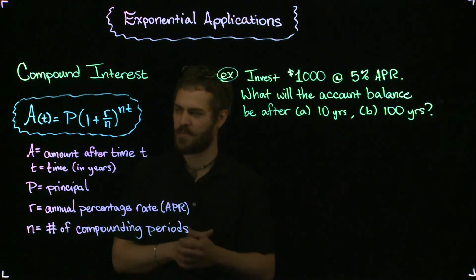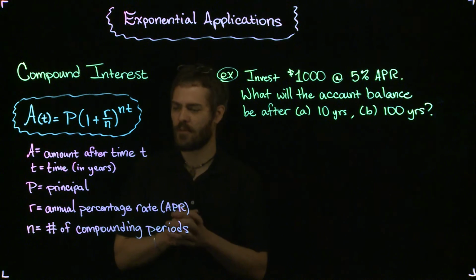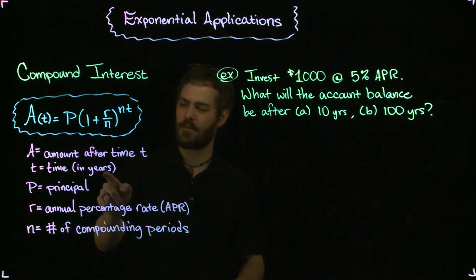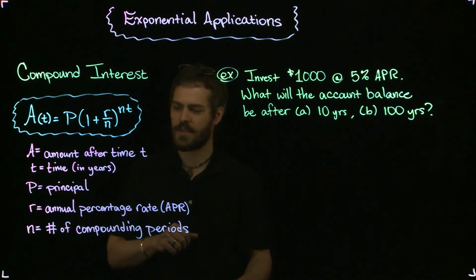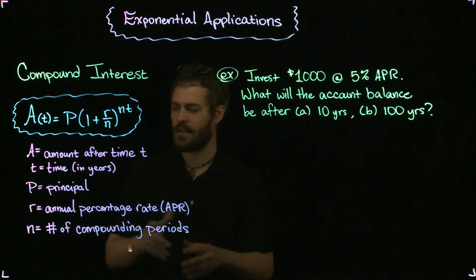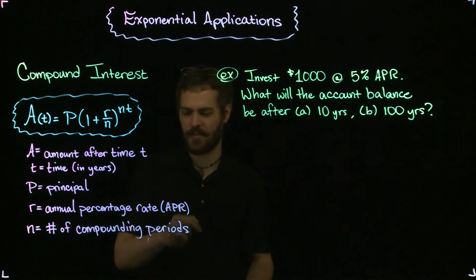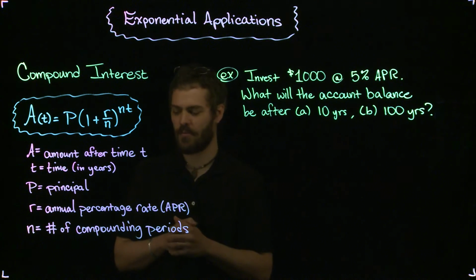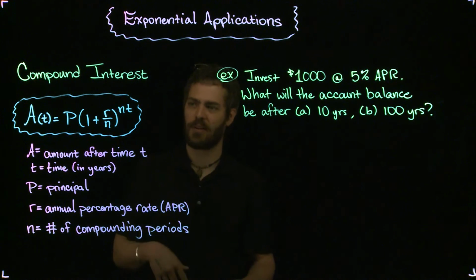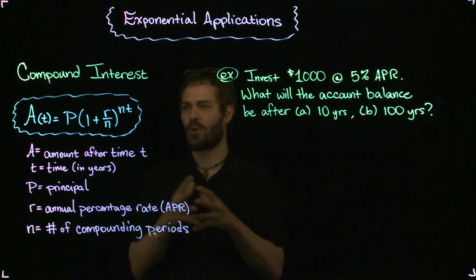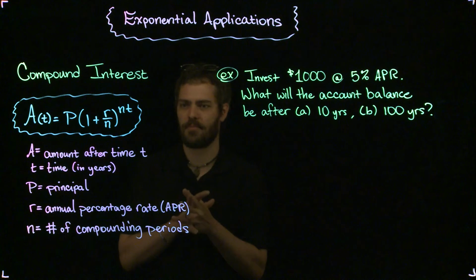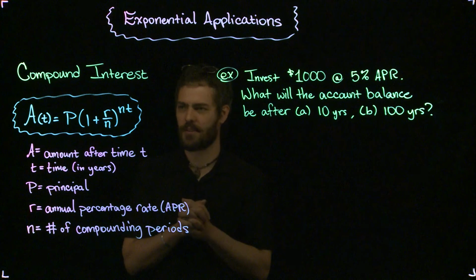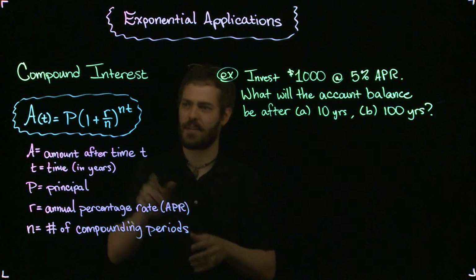If you're talking about dollars, it's dollars, pounds, it's pounds, whatever unit you're using for money. T is time, and we're going to say it's time in years. P is the principal. Principal is the amount that you put in initially, and R is the annual percentage rate, often abbreviated as APR, and n is the number of compounding periods. So if it's compounded quarterly, then it's 4 periods a year. If it's compounded, I think they call it semi-annually, then it's twice a year. Biannually would make sense also. If it's just once a year, then it's a 1.